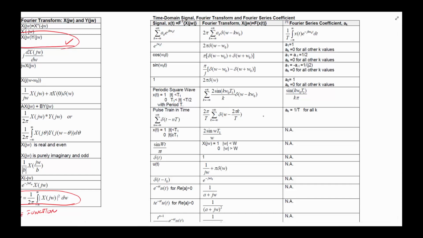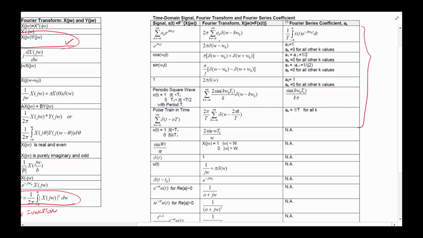Save some time. So as you can see, this table also has the Fourier series, because if you look up here, from here to here, these signals are all periodic. E to the j omega 0 is periodic, cosine is periodic, sine is periodic, 1 is periodic. The square wave, this is a periodic square wave. The pulse train is periodic. So in these cases, not only do you have a Fourier transform, you also have a Fourier series coefficient for them.